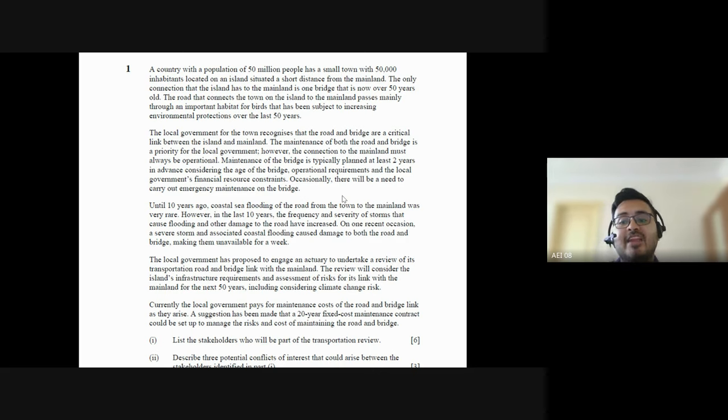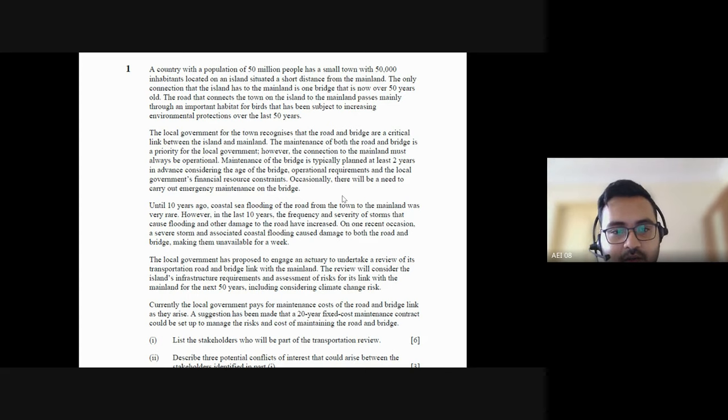So despite me planning 2 years in advance, there can still be certain situations wherein, say, a pothole gets created or there's an accident, something of that sort. I'm not sure, but there may still be some emergency maintenance required, which is potentially common sense. Good that they've given this information to me directly, so that I'm aware of it and I don't have to assume anything.